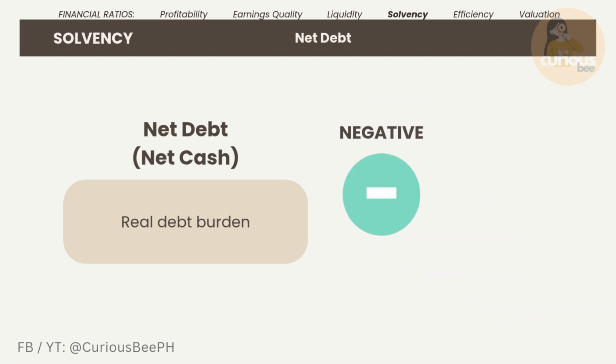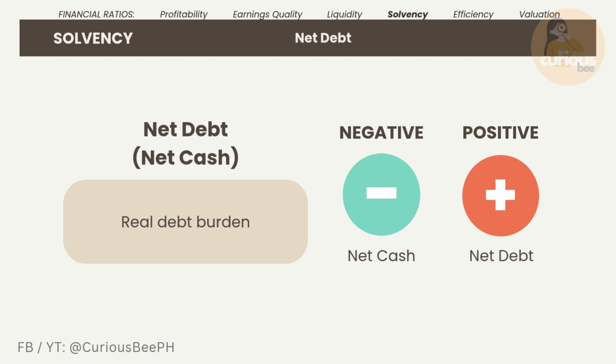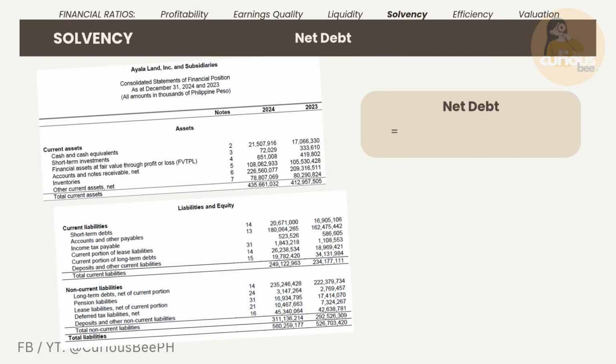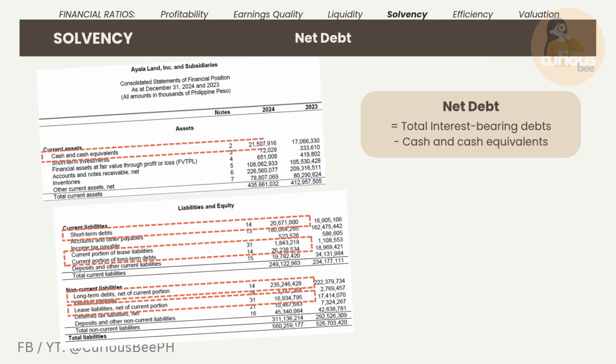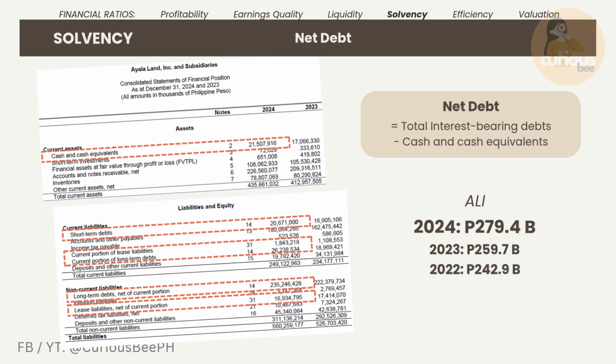A negative number means the company is net cash, while a positive number means the company is net debt. The formula for net debt is total interest-bearing debts minus cash and cash equivalents. In 2024, our sample company was $279 billion net debt, 8% higher than the previous year.